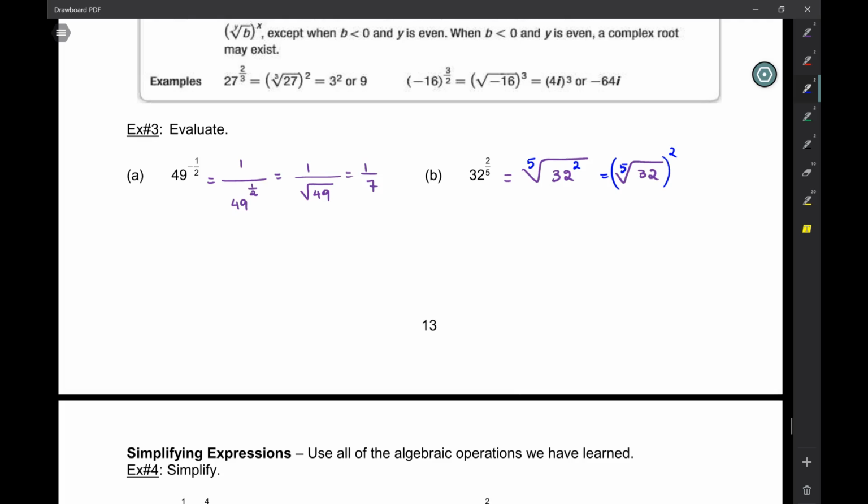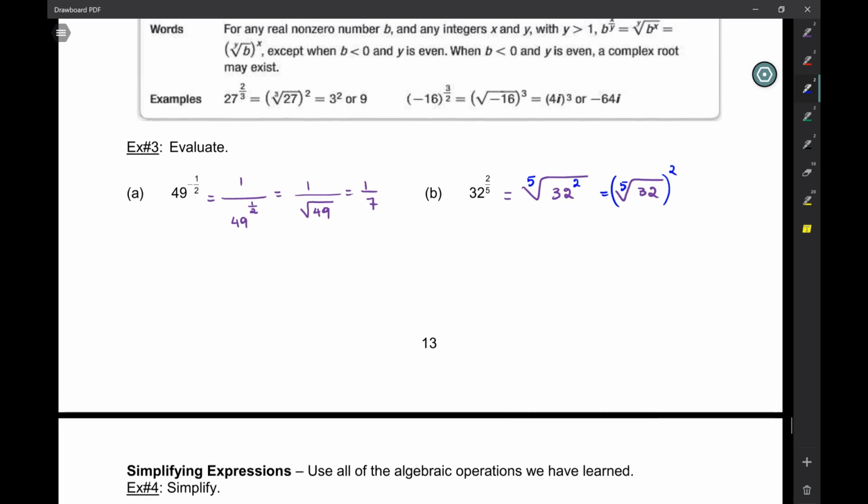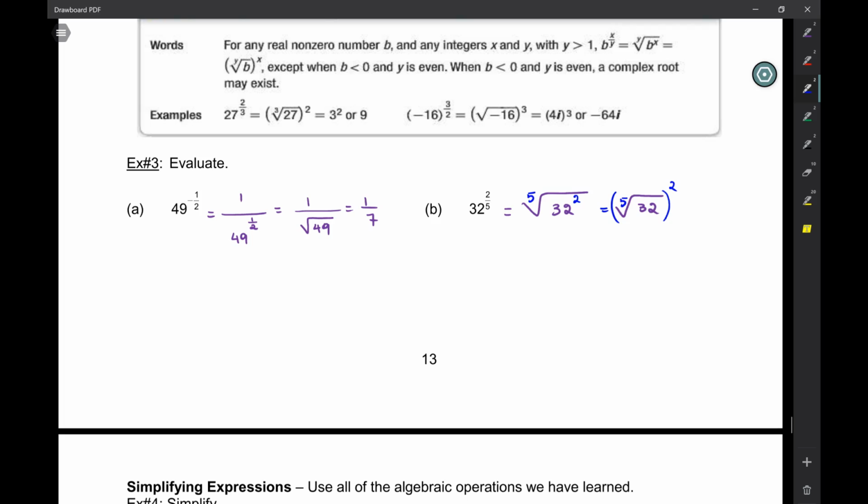Because what's the 5th root of 32? He says 2. Does anybody disagree? How would you do it? What would you do if you didn't know?